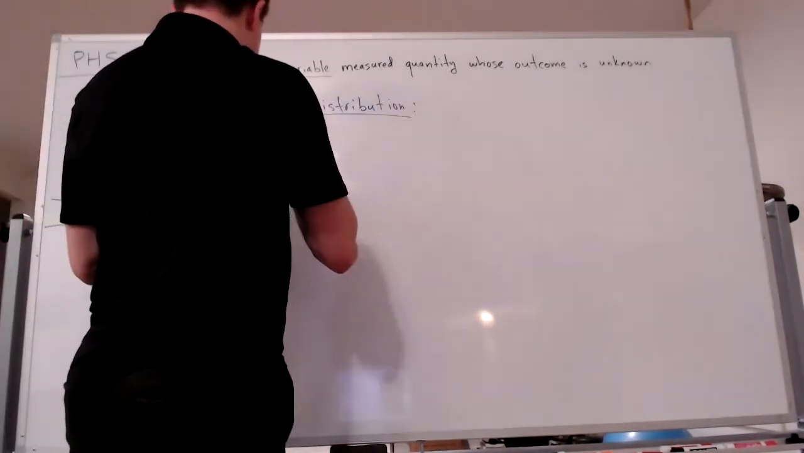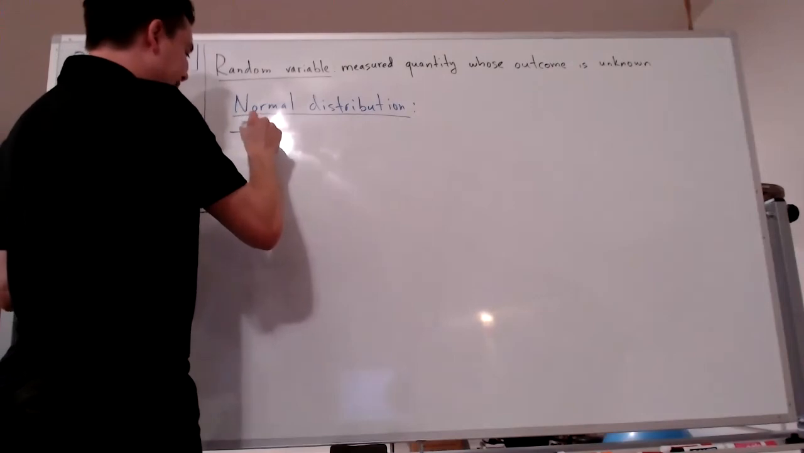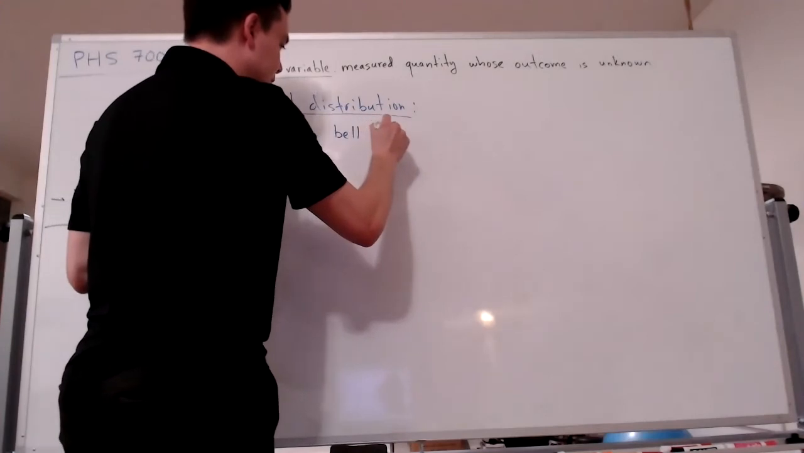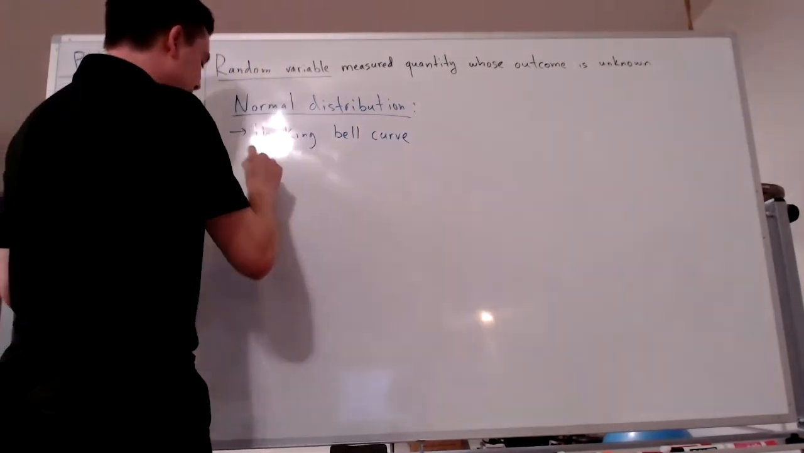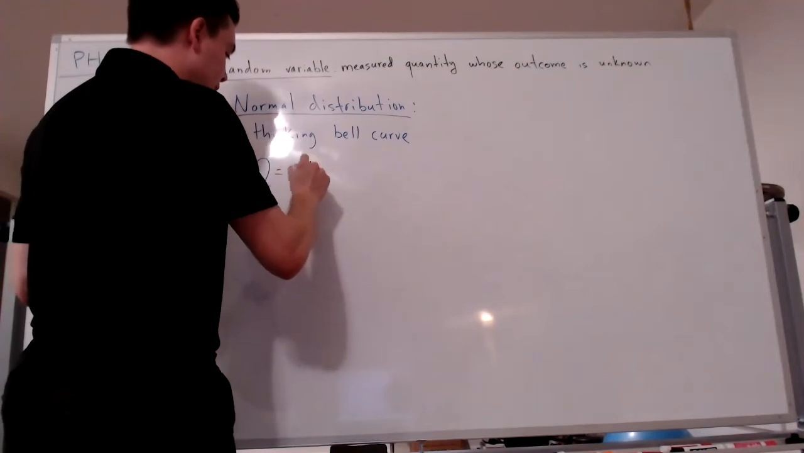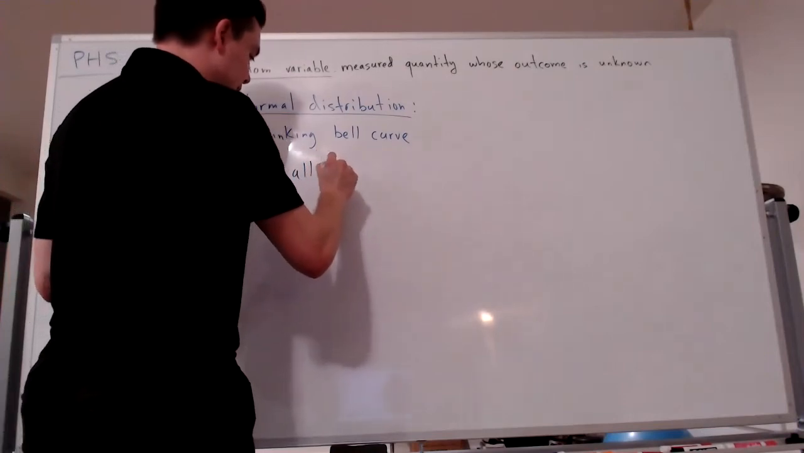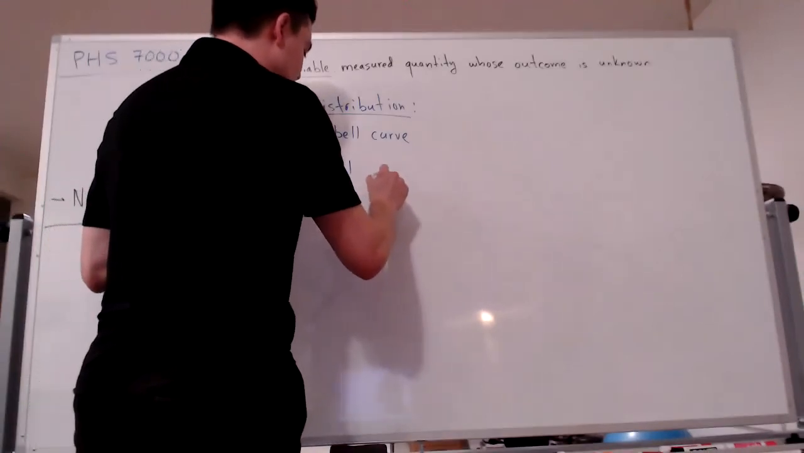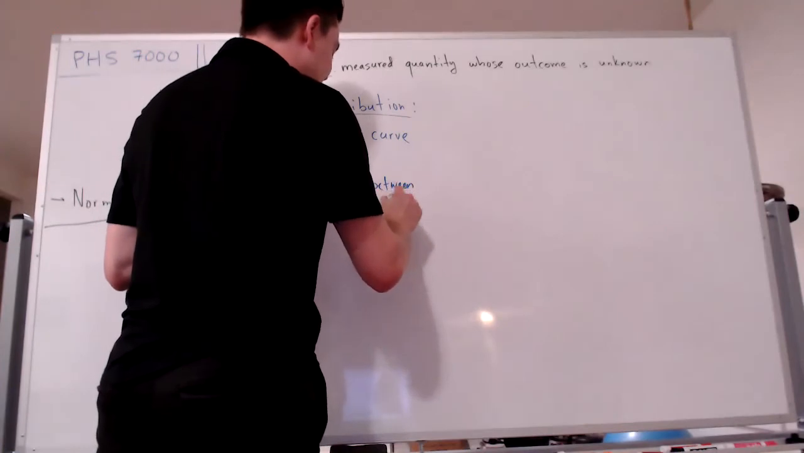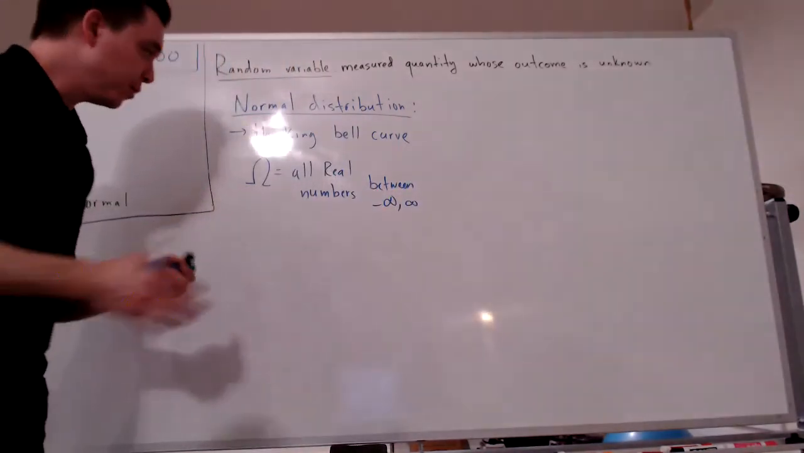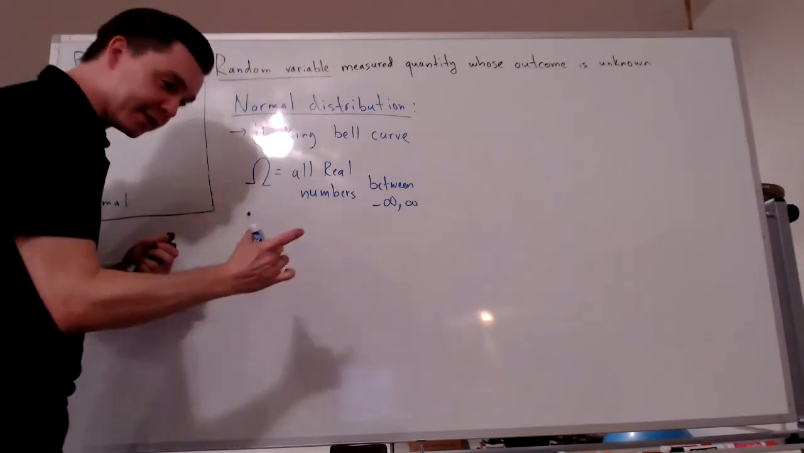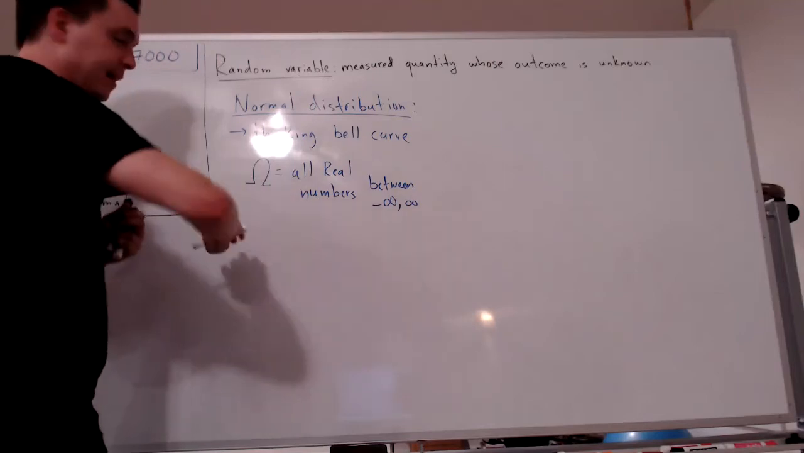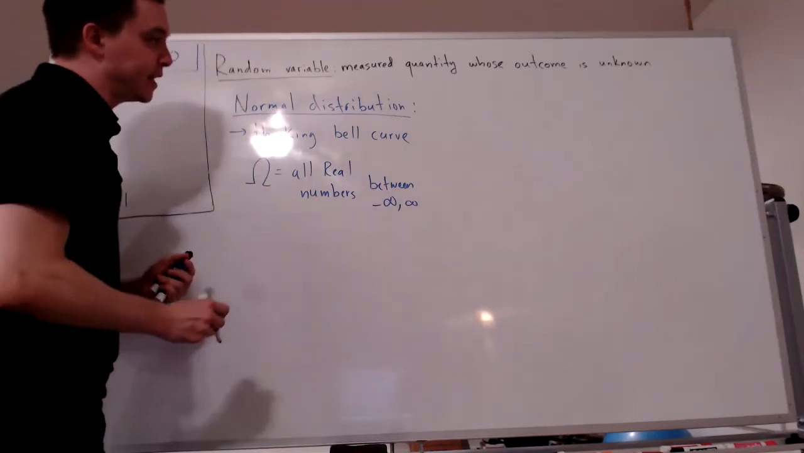So when I say something has the normal distribution, you're thinking bell curve. You're thinking a sample space that is all real numbers between negative infinity and infinity. So if the binomial was a bounded sample space, the Poisson was bounded only below by 0. The normal is all real numbers between negative infinity and infinity.